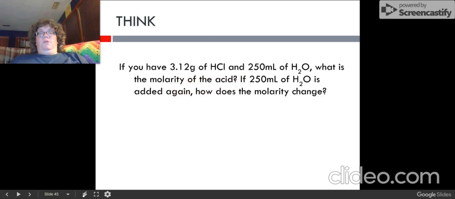Now I want you to try this problem. It says if you have 3.12 grams of hydrochloric acid and 250 milliliters of water, what's the molarity of the acid? I want you to work this through. Remember, you've got to change grams to moles. Pause the video and work this through. Find the molarity of that hydrochloric acid. Then answer this question: if 250 mLs of water is added again, how does the molarity change? Does it go up or go down? Increase or decrease? Think about that for a minute. Pause the video. See if you can work that through.